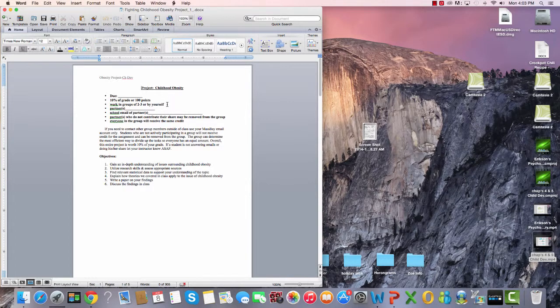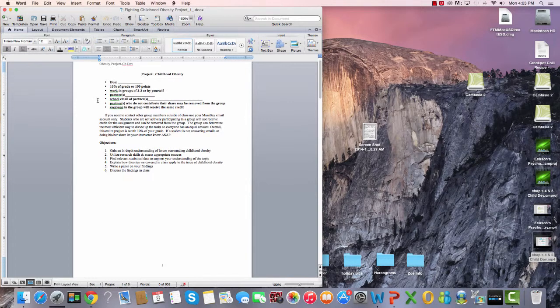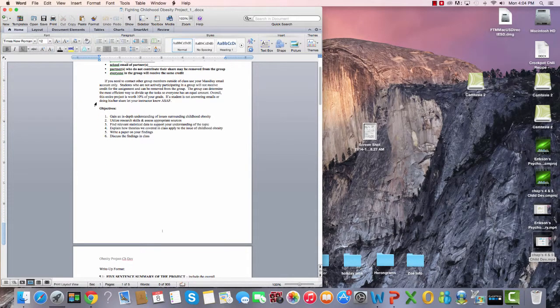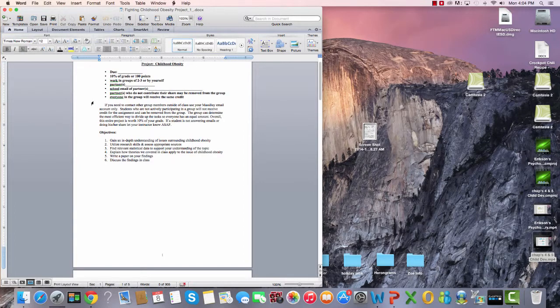You can either work by yourself or in groups of 2 to 3. You choose who you want to work with. You should know that if you work in a group, everyone will receive the same credit, so choose your groups wisely.